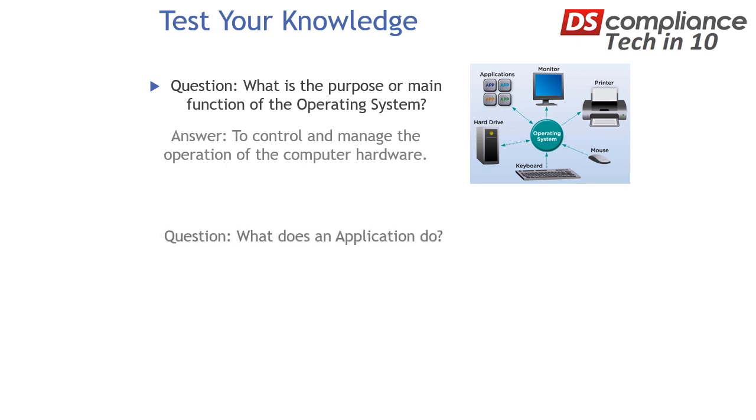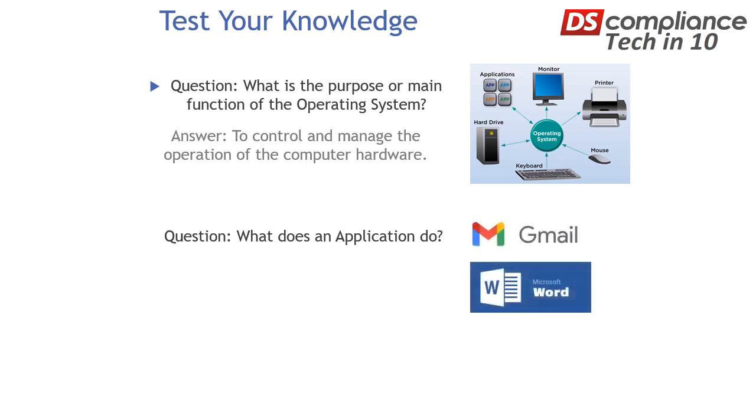Question 4. What is the purpose of an application? In other words, what does it do? Answer: an application performs a specific task or series of tasks.